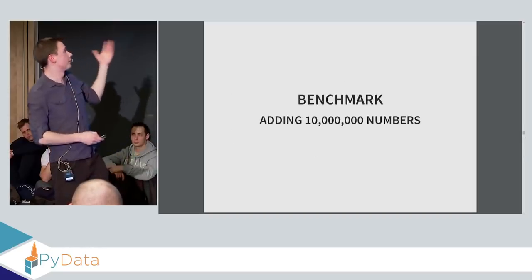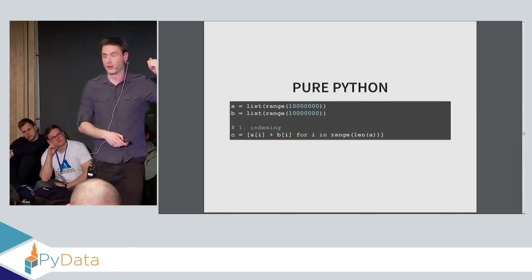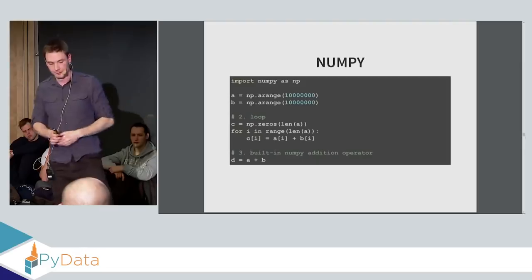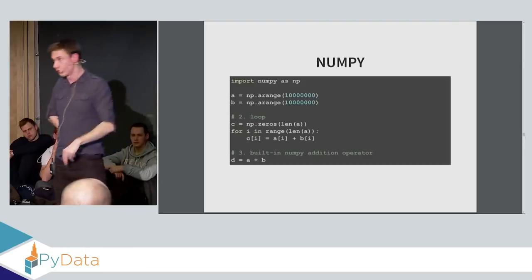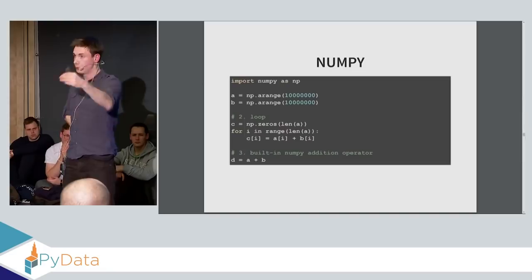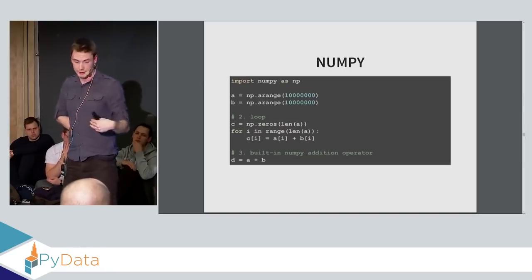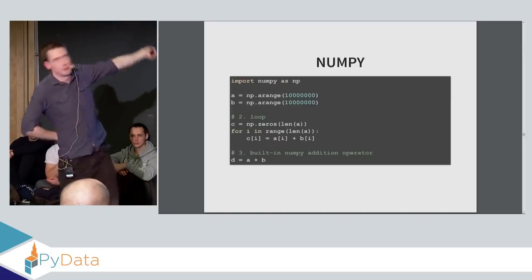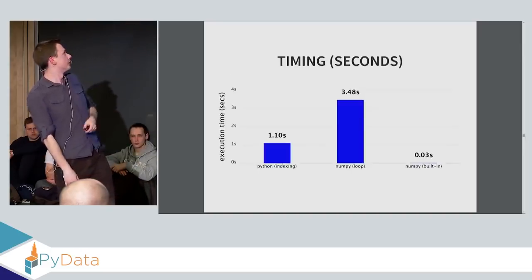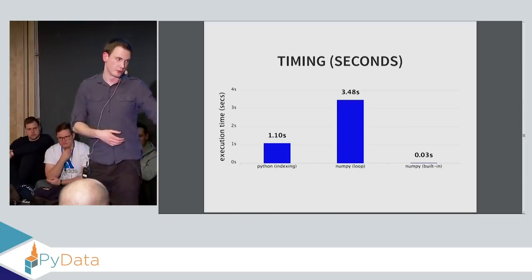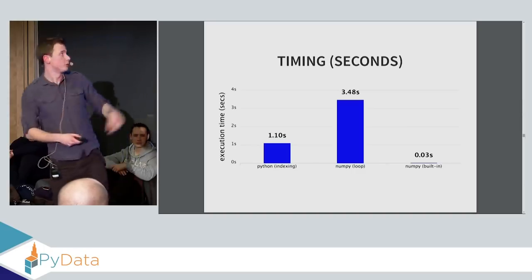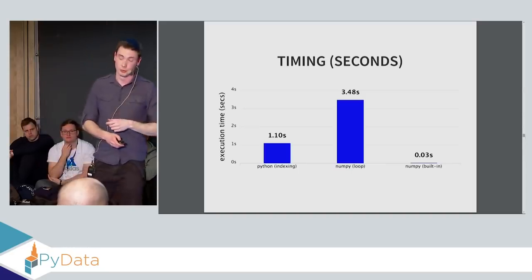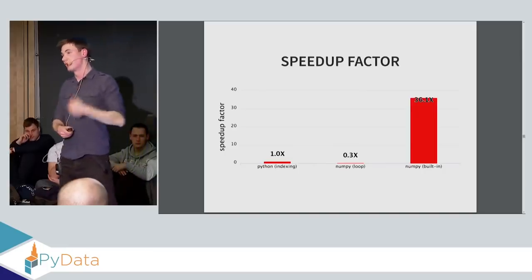So just a basic benchmark of adding 10 million numbers. We use a list comprehension to add two different 10 million number arrays in pure Python, and then in NumPy, we create 2 NumPy arrays. We can either loop through the arrays and calculate the result one by one, or we can just use NumPy's built-in addition operator. These are the timings we get, on just the MacBook that I have. So 1 second for Python, NumPy with the looping takes 3.4 seconds, and the built-in NumPy takes 0.03. So the built-in operator is 36 times faster.